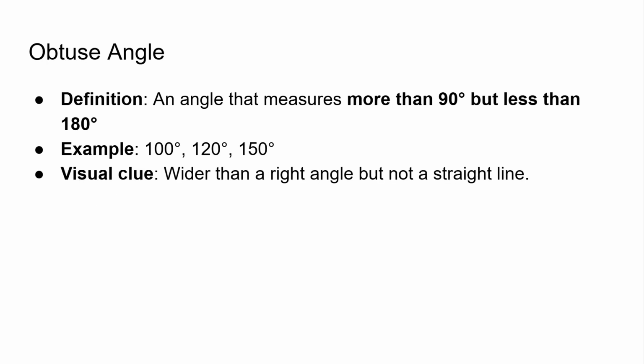Obtuse angle. The definition of an obtuse angle is that it is an angle that measures more than 90 degrees, but less than 180 degrees. For example, 100 degrees, 120 degrees, and 150 degrees. The visual clue is it's wider than a right angle, but not a straight line.